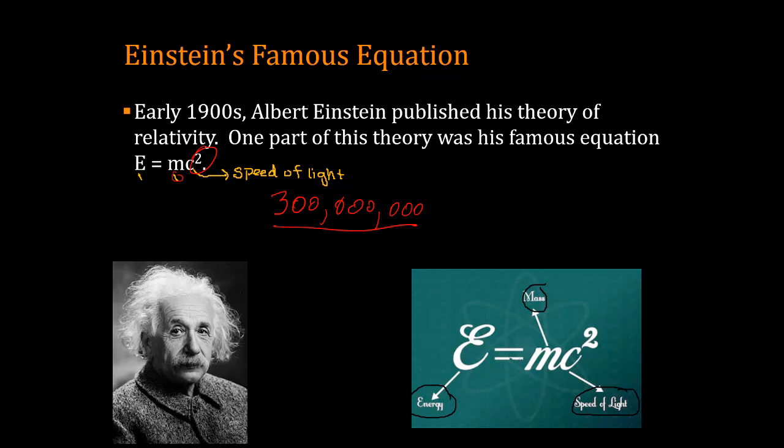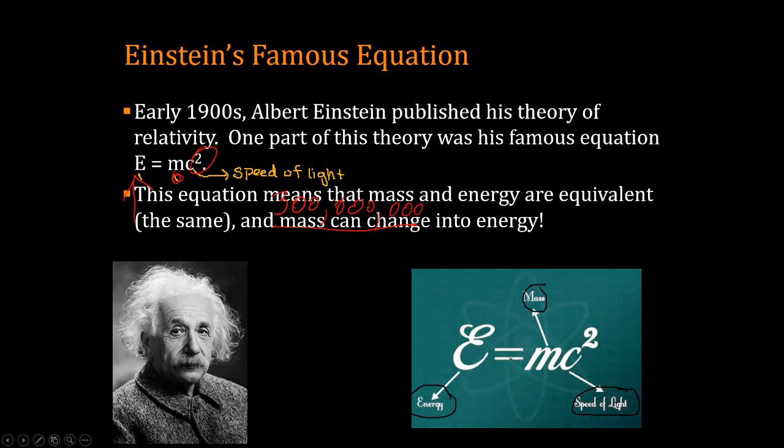So even a small amount of mass can be converted into a very large amount of energy, which is why the nucleus contains a whole bunch more energy than the energy stored in chemical bonds. Because with chemical bonds, we're not changing mass and energy. We're just moving around the type of energy.